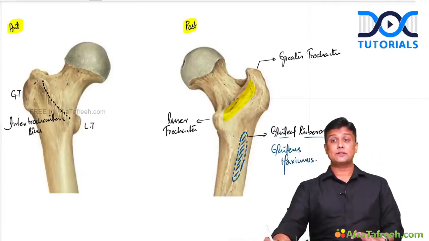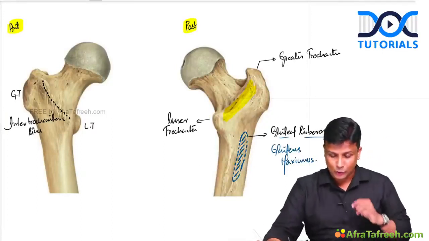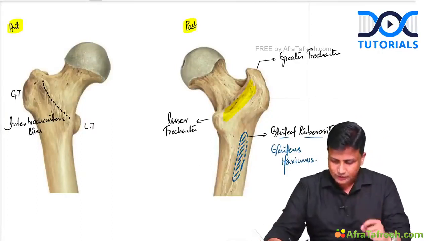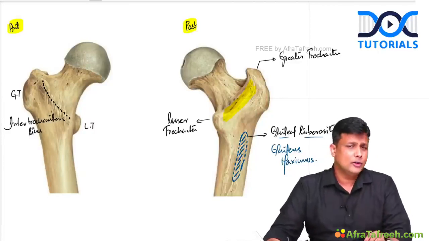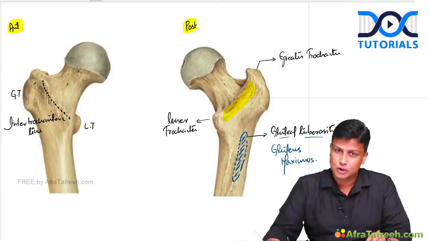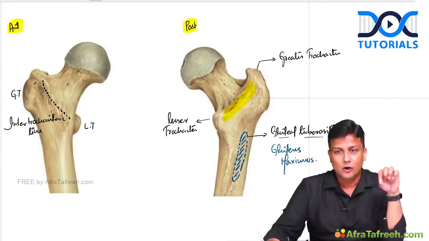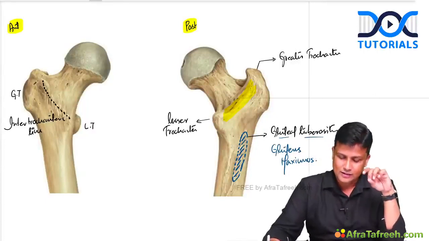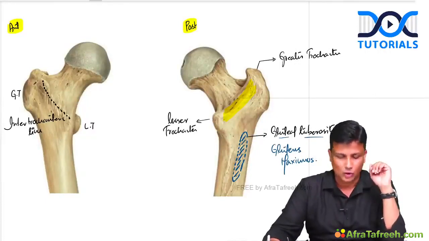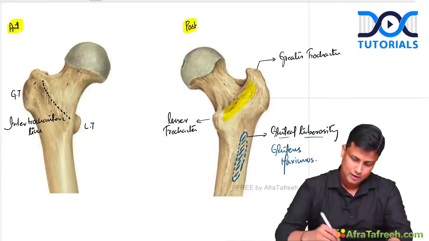So gluteus maximus muscle will be inserting onto the gluteal tuberosity. And not only on the gluteal tuberosity, some of the fibers are getting inserted onto the iliotibial tract also. So gluteus maximus will be inserting there on the iliotibial tract, as well as some of the fibers will be inserting on the gluteal tuberosity. Next one.